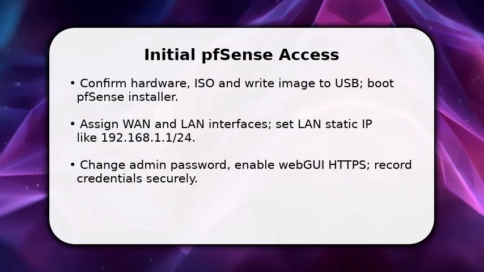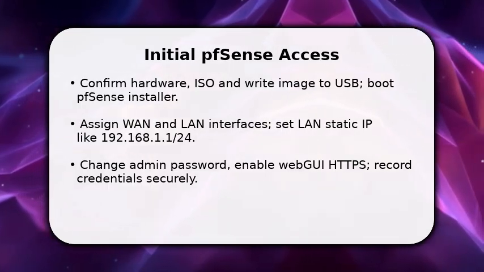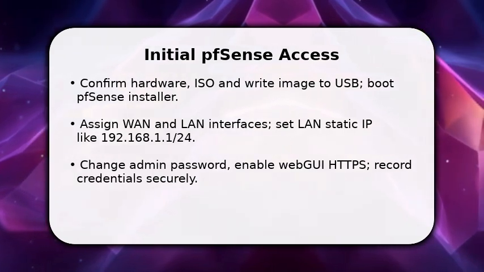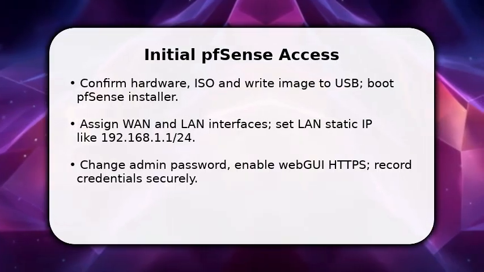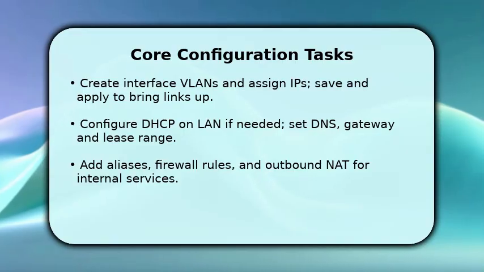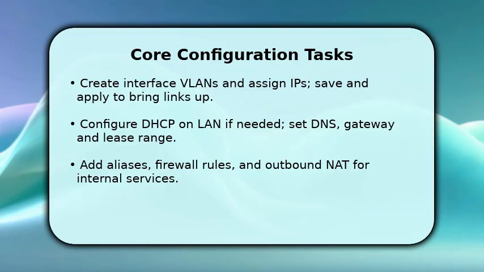https://192.168.1.1. Change the admin password immediately and enable HTTPS to prevent casual snooping. Make sure to document interface roles and credentials. Once you have GUI access, create any VLAN and assign interface IPs so your networks are segmented correctly.